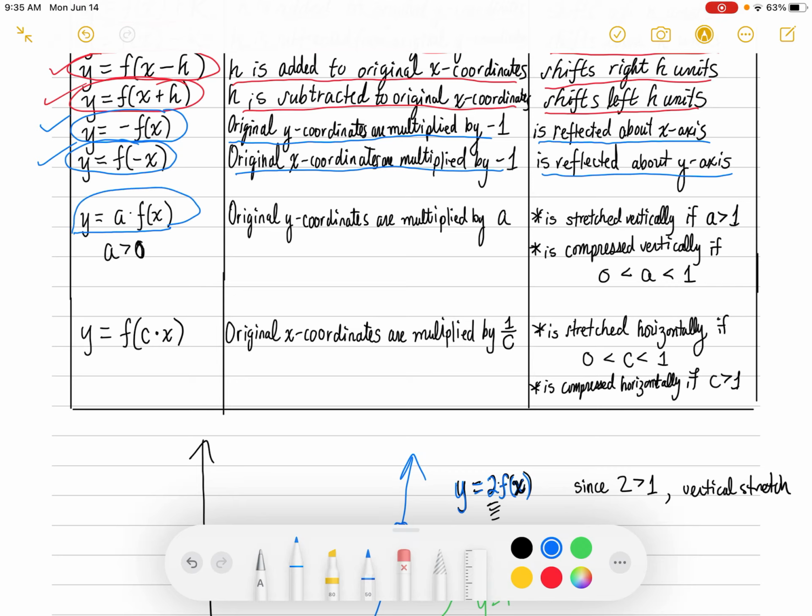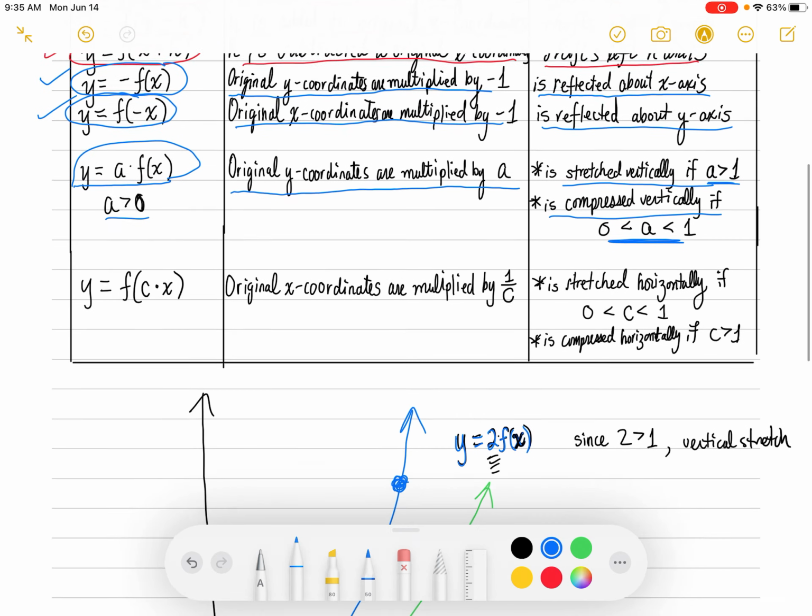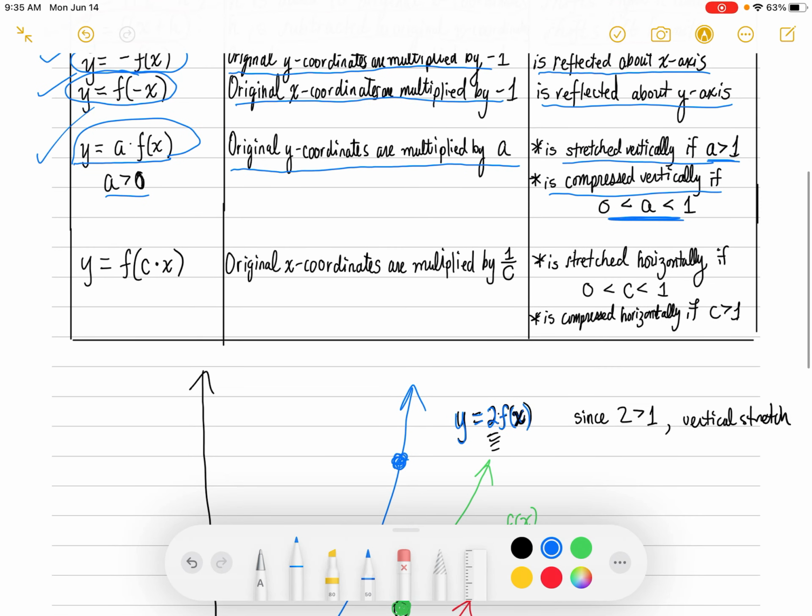Let's look at our graph here. You have a number a times f of x out in front of the function, where your number is positive. Basically, you take your original y coordinates and multiply them all by a. If a is bigger than 1, then you stretch things out vertically. If a is between 0 and 1, like a fraction, like a half or a third or a fourth, you're going to compress things vertically.